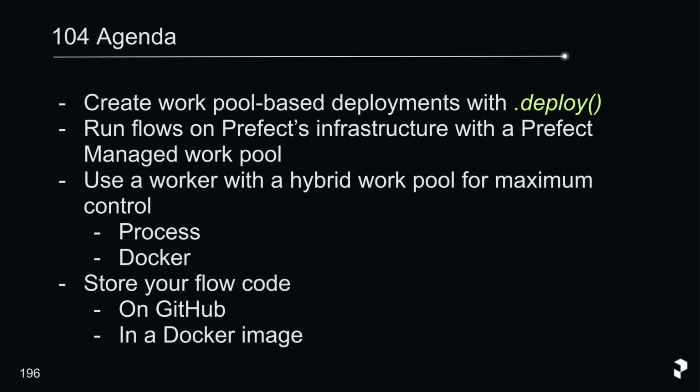Here's the agenda for this module. We're going to learn about creating work pool-based deployments with the .deploy method. We're also going to learn more about running flows on Prefect's infrastructure with a Prefect-managed work pool. We're also going to get a better handle on using workers with the hybrid work pool for maximum control over our infrastructure. We're going to specifically cover the process and Docker work pools in this module. We're also going to review different ways of storing your flow code between GitHub and inside of a Docker image.